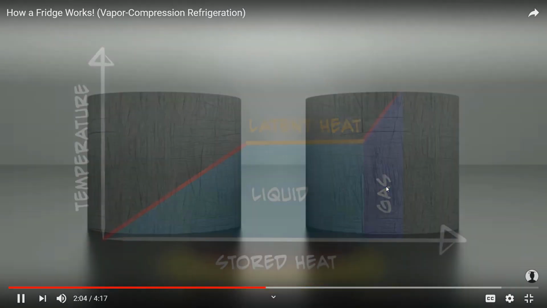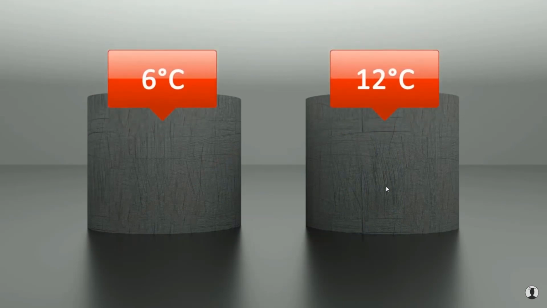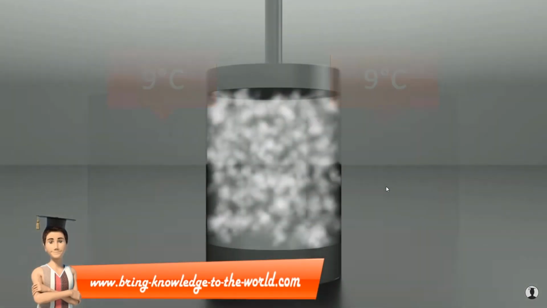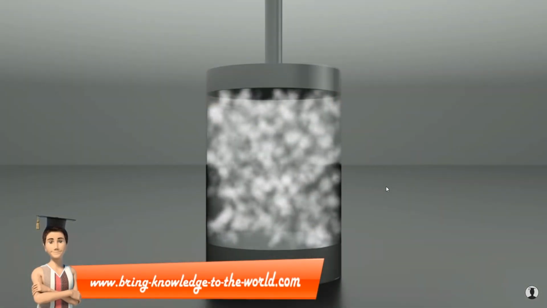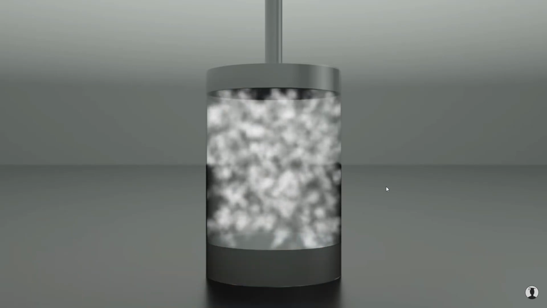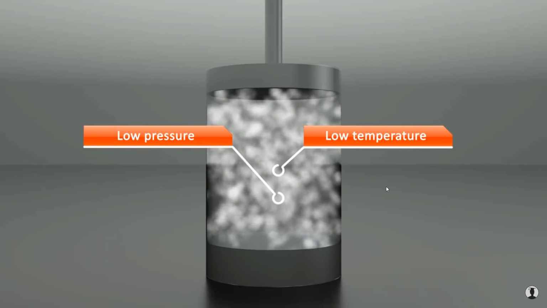The second important principle is the fact that two bodies that are in thermal contact move towards thermal equilibrium. That is, the hot body gets colder and the cold body gets hotter until both bodies have the same temperature. The third principle is the relationship between pressure and temperature. According to Amontons' law, the pressure of a gas is directly proportional to the temperature. That is, the higher the pressure, the higher the temperature.